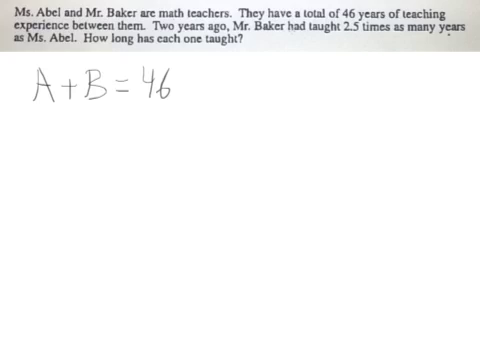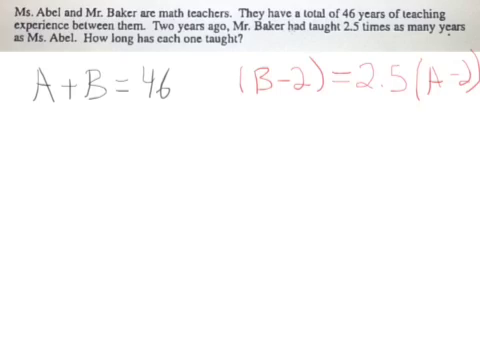Now, my second equation can be found by using a second piece of information where it talks about how 2 years ago Mr. Baker had taught 2.5 times as many years as Miss Abel. So 2 years ago means I'm taking A and B, subtracting 2 from each of those. So it says Mr. Baker 2 years ago, so B minus 2, it's going to equal the same as 2.5 times the number of years as Miss Abel 2 years ago, so A minus 2.